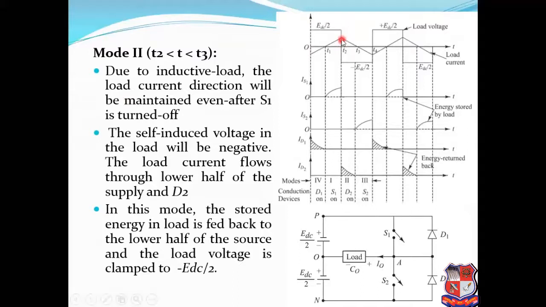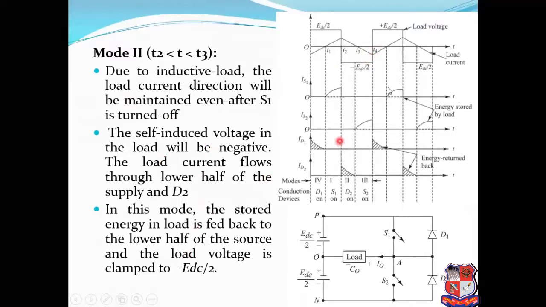So at T2, if we turn on switch S2, then the output voltage will be negative, but the direction of current will not change instantaneously. It will change gradually. From T2 to T3 it will decrease gradually, and at T3 it will be 0, and again from T3 to T4 it will charge in negative polarity to the maximum current.